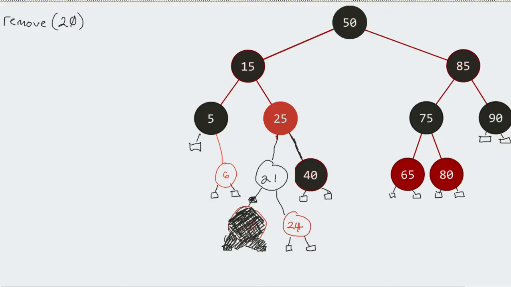So let's say we wanted to do a little bit more of a complex removal, something like remove 15. Just like a normal binary search tree, the first thing we do in a removal process is locate our 15, locate our position in, and then find my in order predecessor.